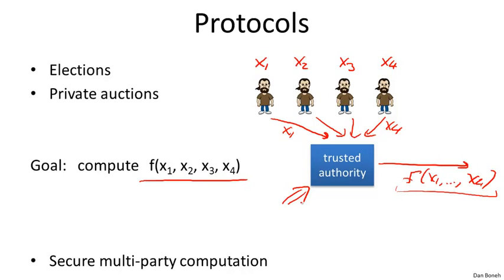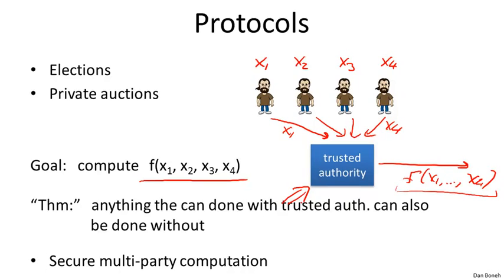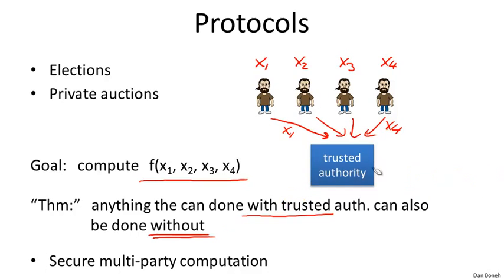And so there's a very central theorem in crypto. It really is quite a surprising fact that says that any computation you'd like to do, any function f you'd like to compute with a trusted authority, you can also do without a trusted authority. Let me explain at a high level what this means. Basically, we're going to get rid of the authority. So the parties are not going to send their inputs to the authority. In fact, there's no longer going to be an authority in the system.